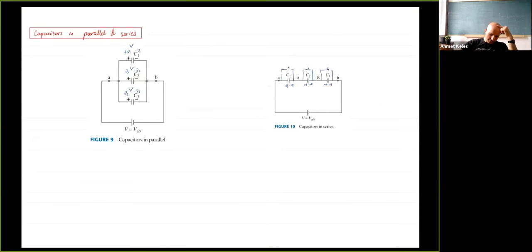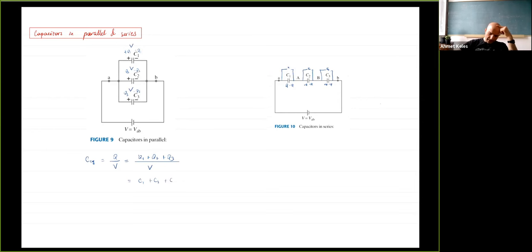So the C equivalent here is total charge divided by voltage. The total charge is Q1 plus Q2 plus Q3, divided by V. But I know Q1 over V is C1, Q2 over V is C2, and Q3 over V is C3. So I can write this as C1 plus C2 plus C3.